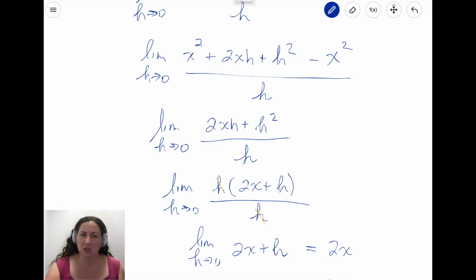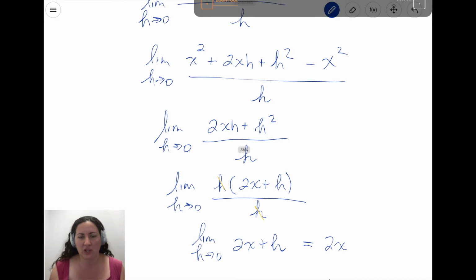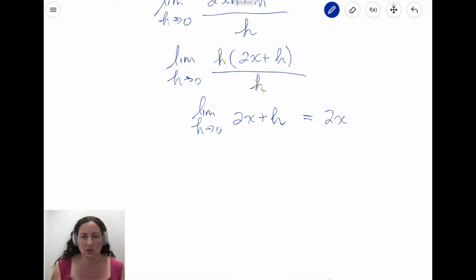Okay, so we successfully used the definition of derivative to find the derivative of the function x squared. So I'll just summarize that here. So f of x is x squared, and we found using the definition of derivative that its derivative is equal to 2x.